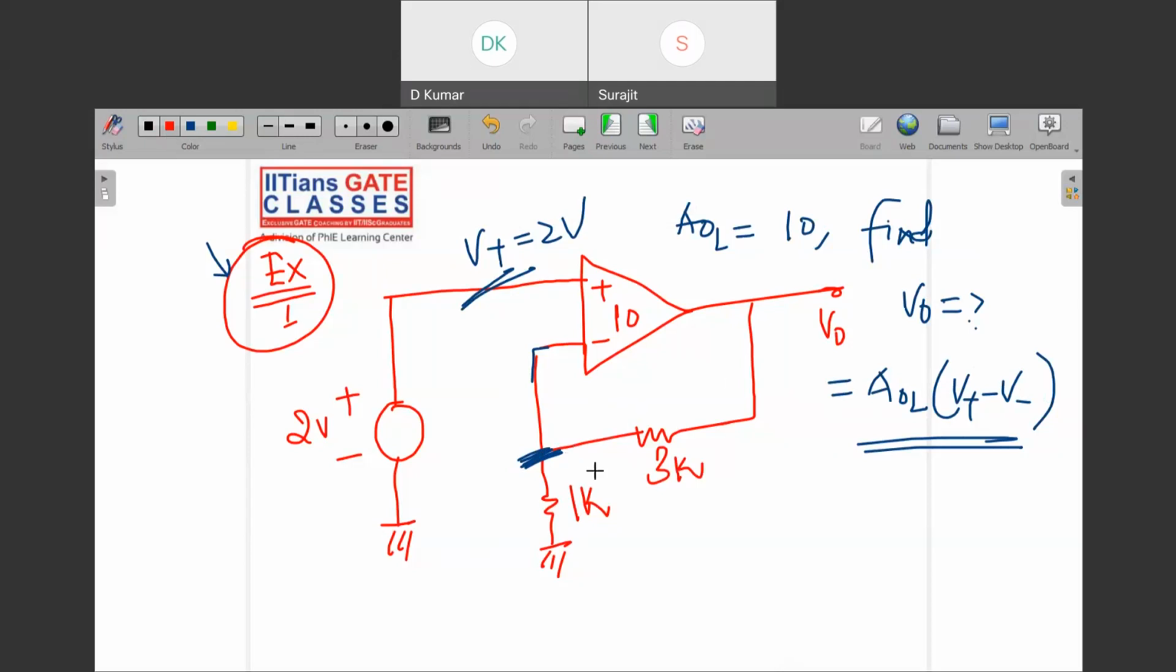You can't apply the virtual short concept now, right? So remember this, you can't apply virtual short concepts. So without drawing the equivalent, I'm telling you the answer. The V negative will be V naught by 4, from here to here.